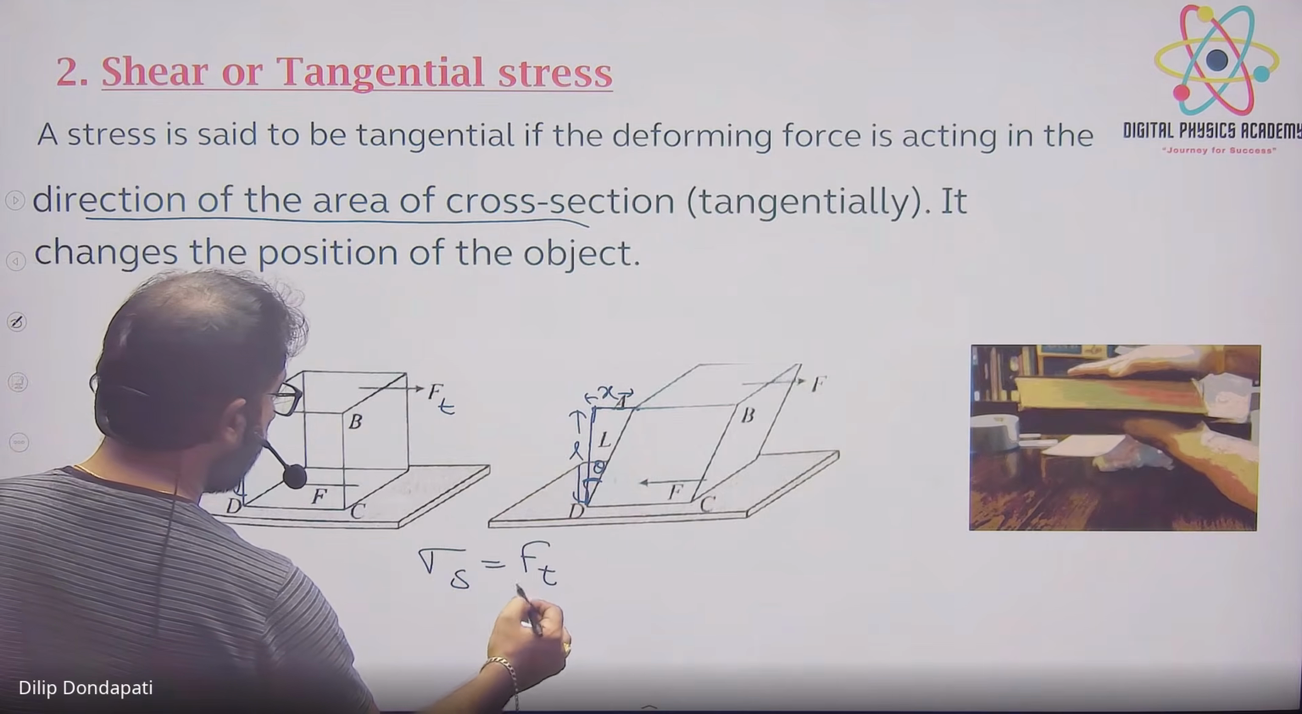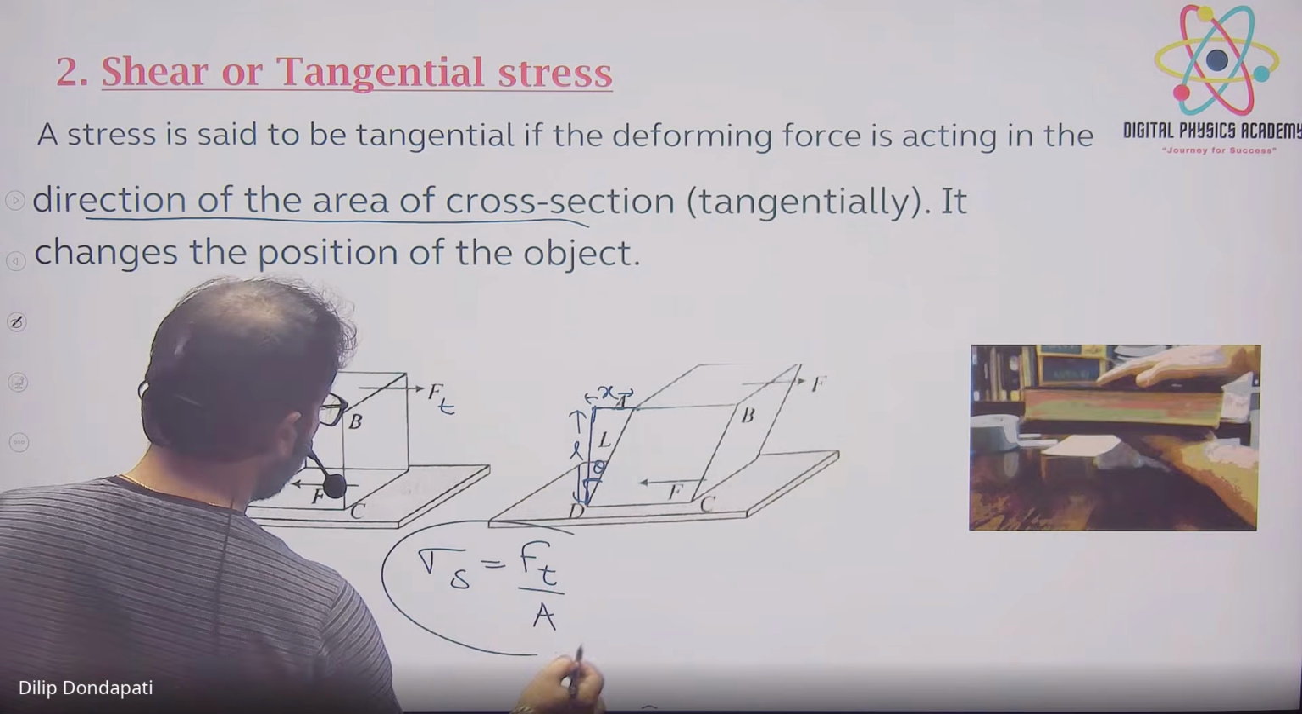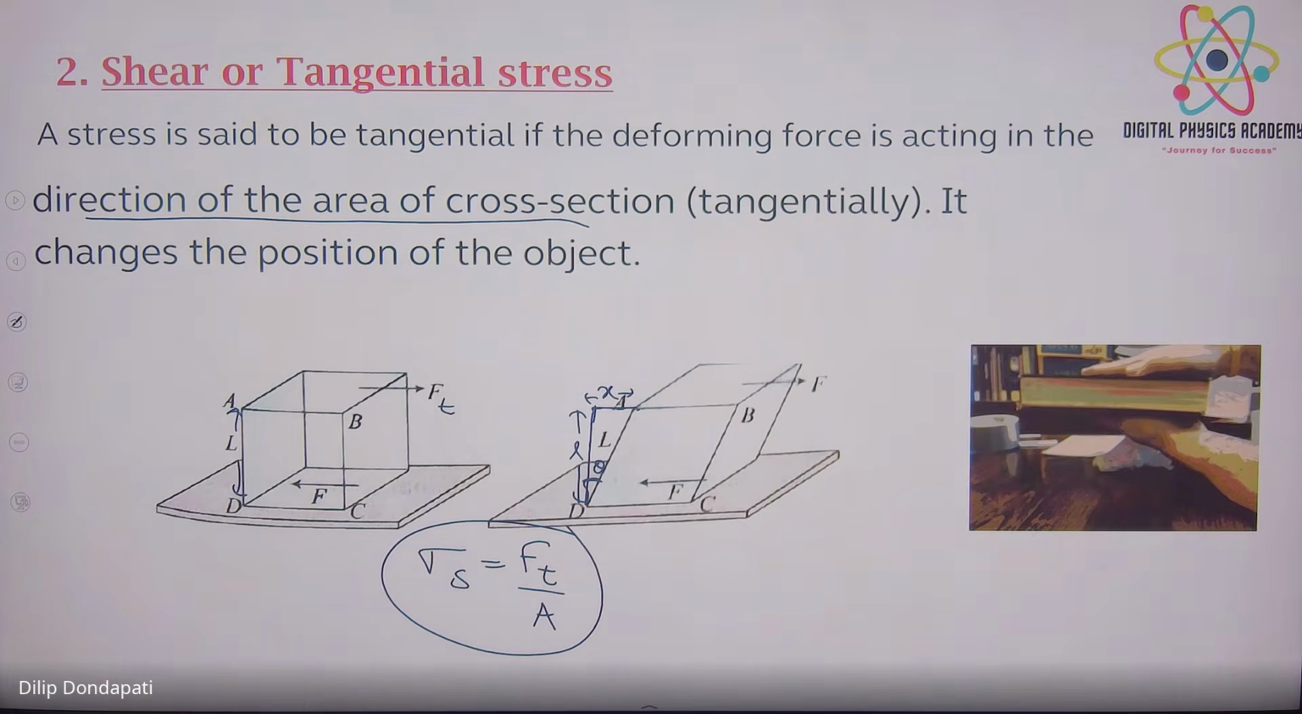tangential force upon unit area is called as shear stress. Tangential force, all are force upon area only, कुछ नहीं. इसमें tangential force upon area.